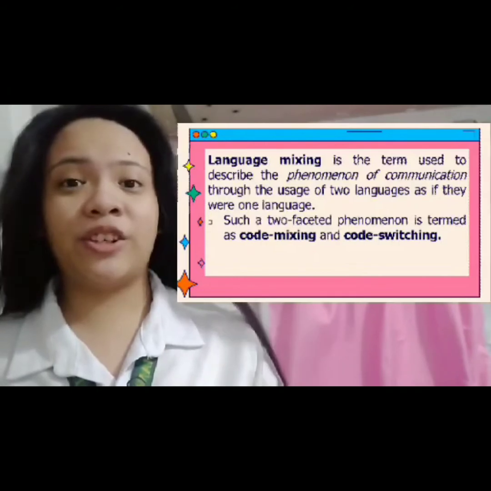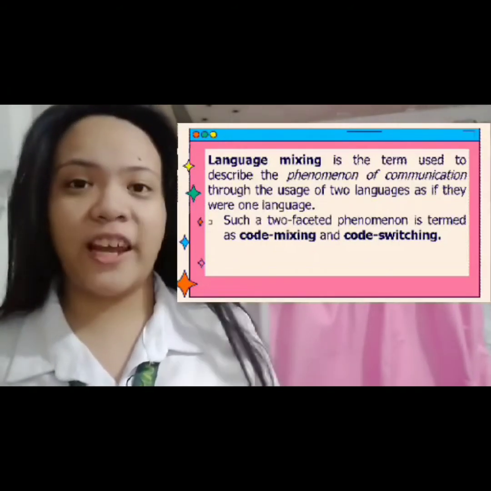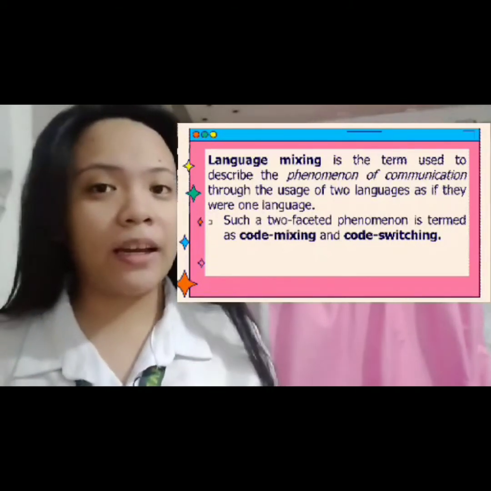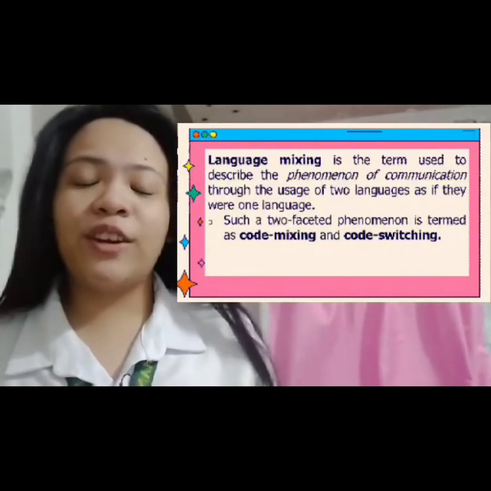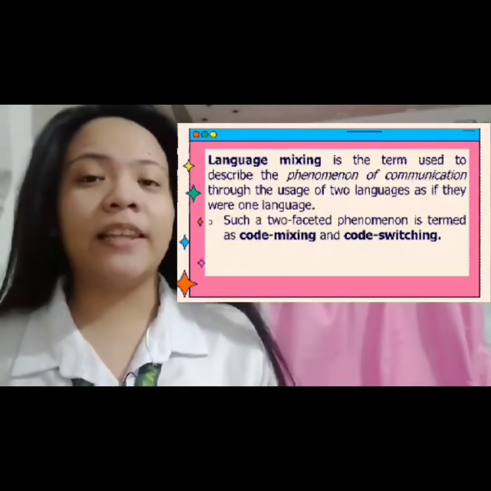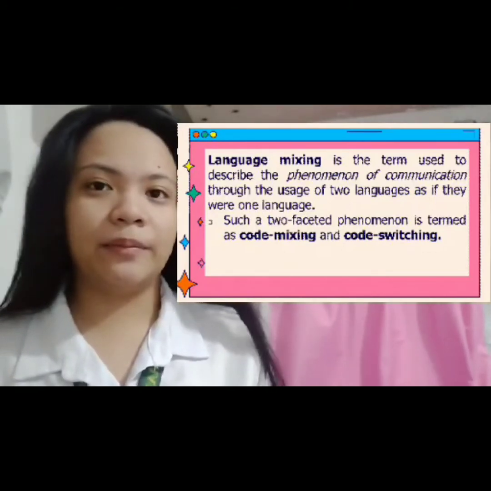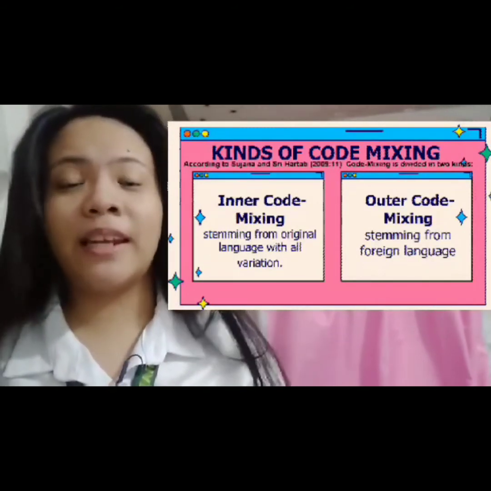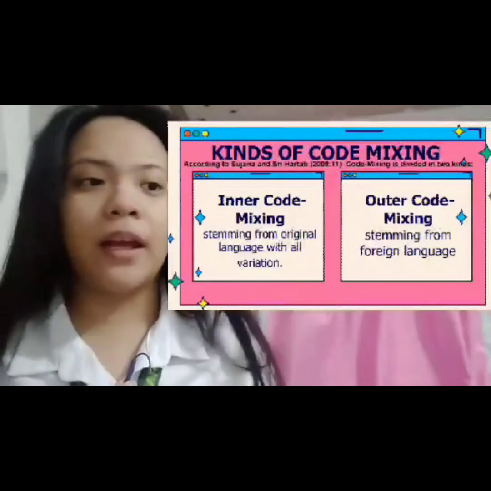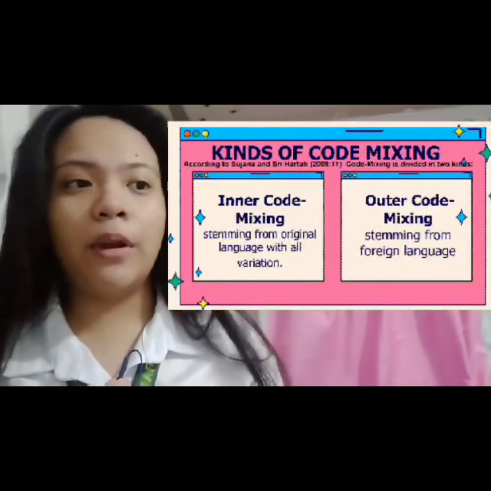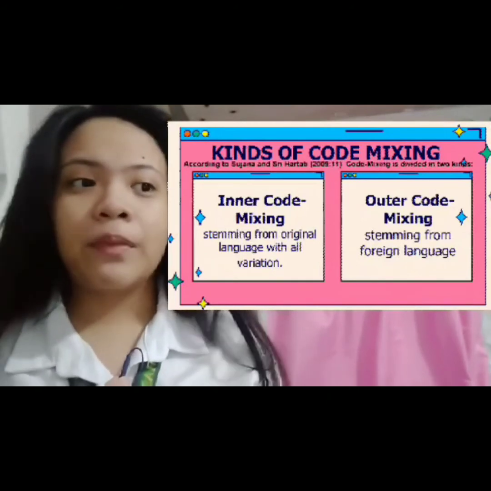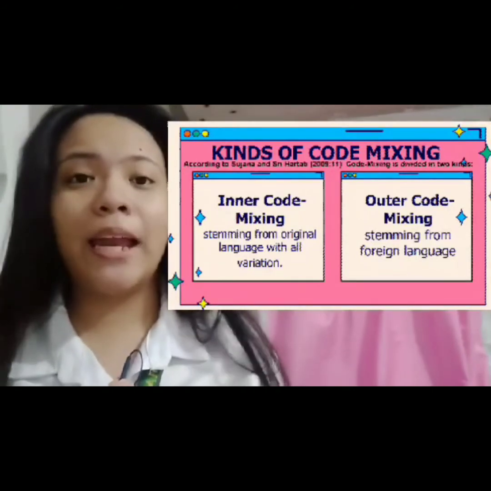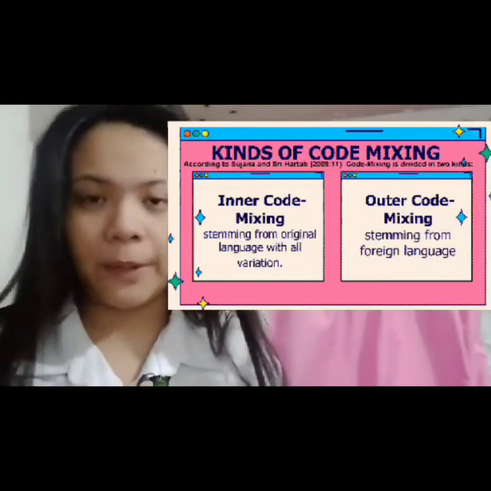Language mixing is the term used to describe the phenomenon of communication through the usage of two languages as if they were one. For example, Taglish, Spanglish, etc. That phenomenon of communication has two faces or two sides, the code mixing and the code switching. In code mixing, words are borrowed from one language and adapted in another language without usually a change of topic. It is also a language phenomenon that doesn't reflect the grammar of both languages. It often occurs within one sentence. One element is in language A and the rest is in language B.